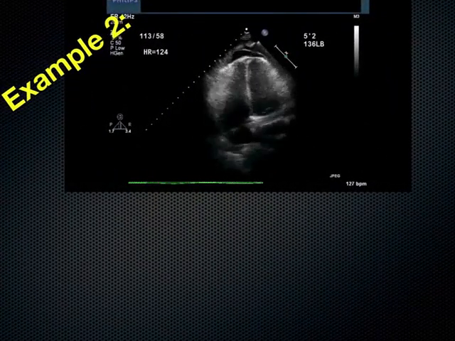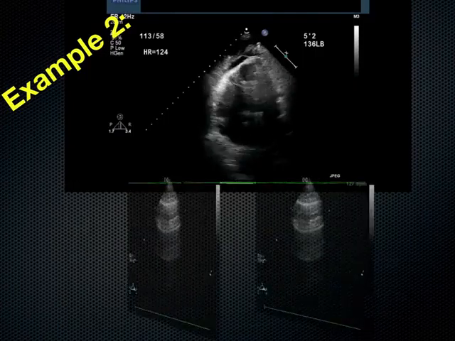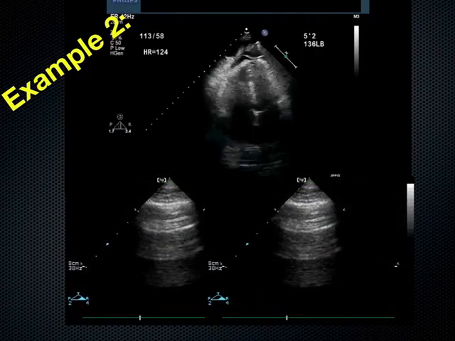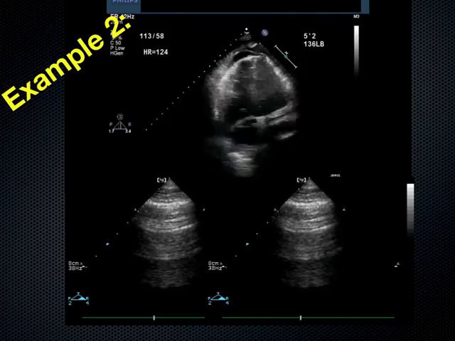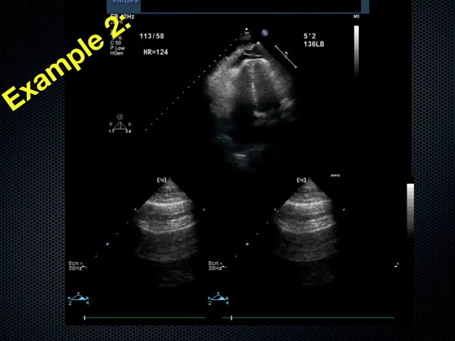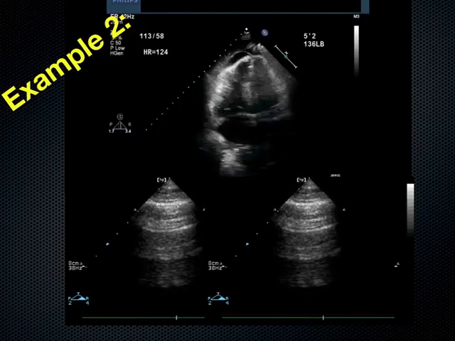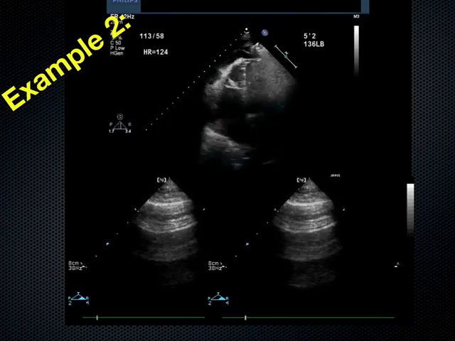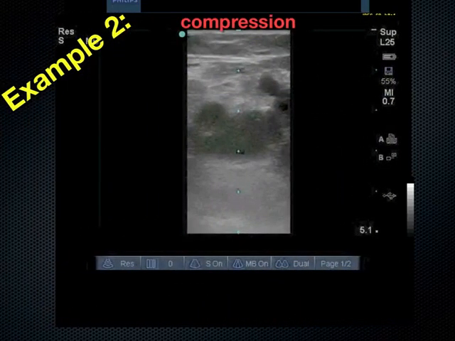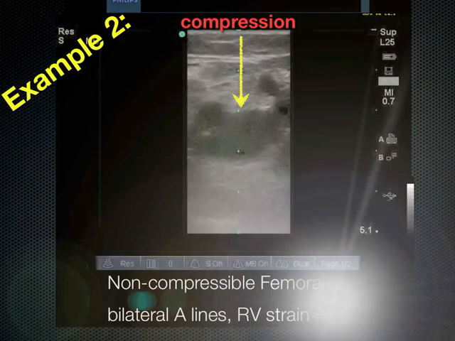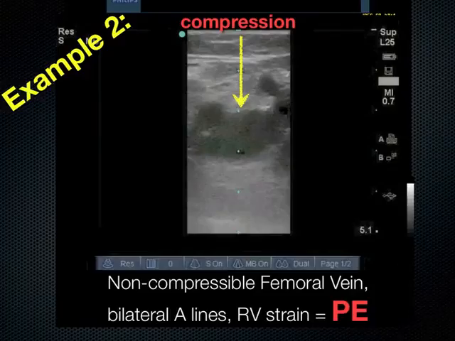Another example, patient short of breath. And what we see is a very hyperdynamic heart with a little bit of right ventricular enlargement and bilateral A lines. Well, what is a diagnosis that can combine right ventricular strain and normally aerated lungs? If you're thinking PE, then you're thinking correctly. Look down in the legs, perform compression venography, and if you cannot compress the vein, then you are looking at PE.